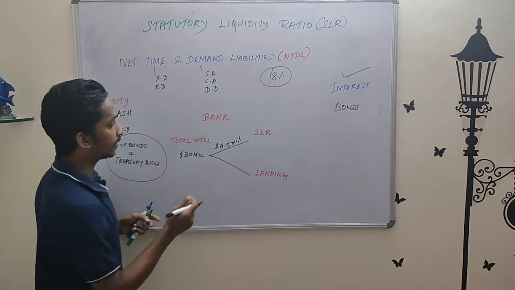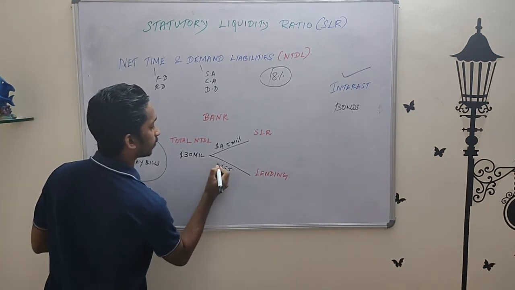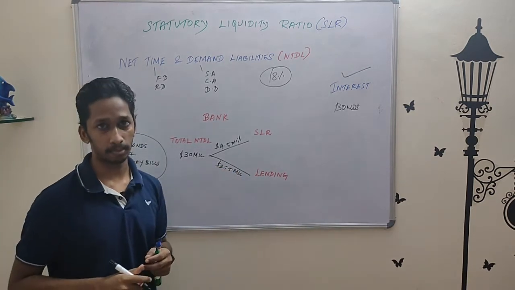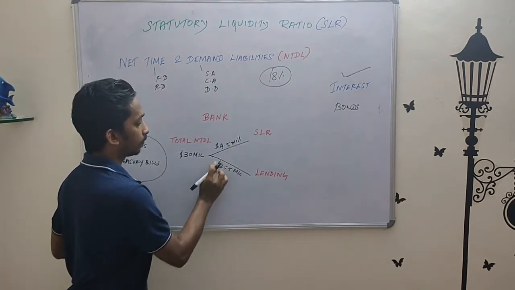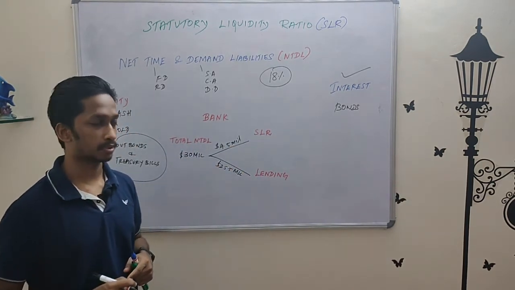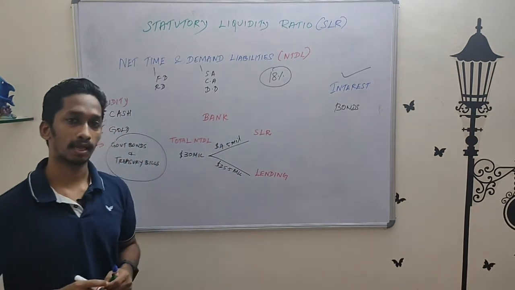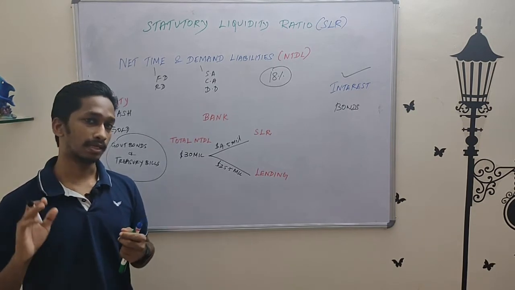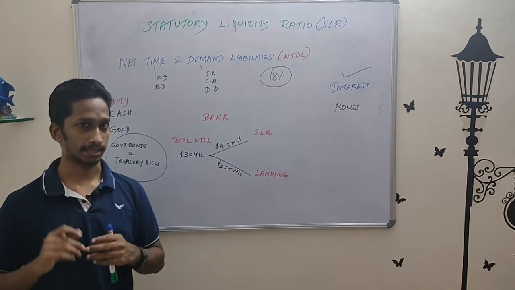The remaining 25.5 million is what banks use for lending purposes. So out of the total money, this is locked out, while this they use for lending purposes. If the banks don't fulfill their SLR requirement, they have to pay a fine. So that is the major reason why banks always try to keep SLR in check.